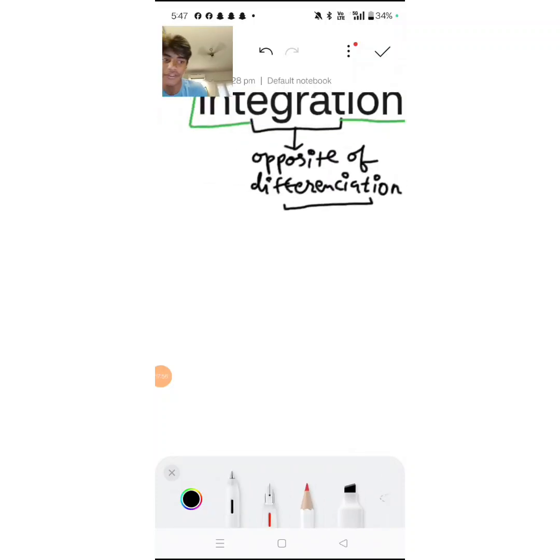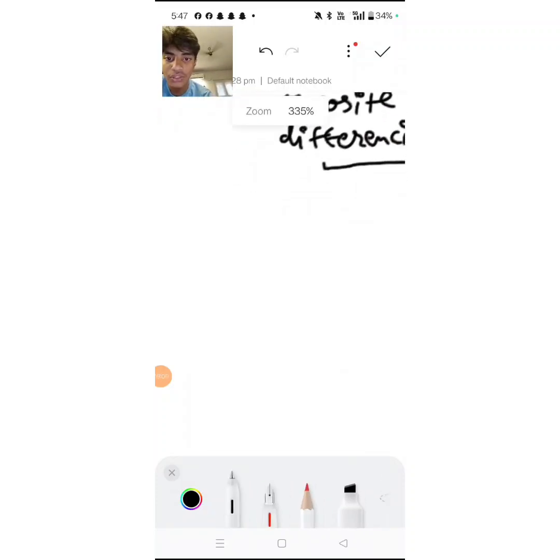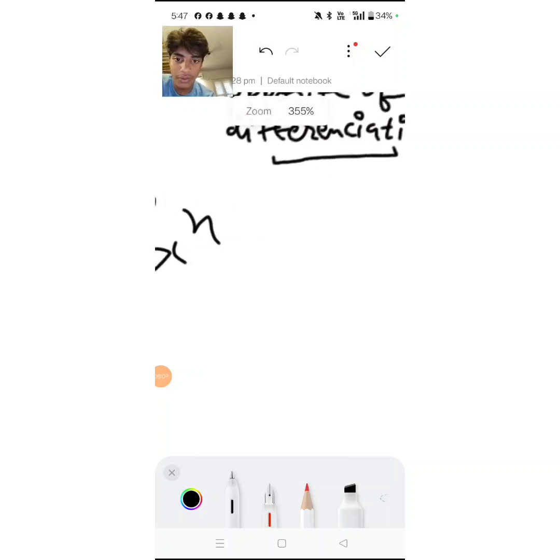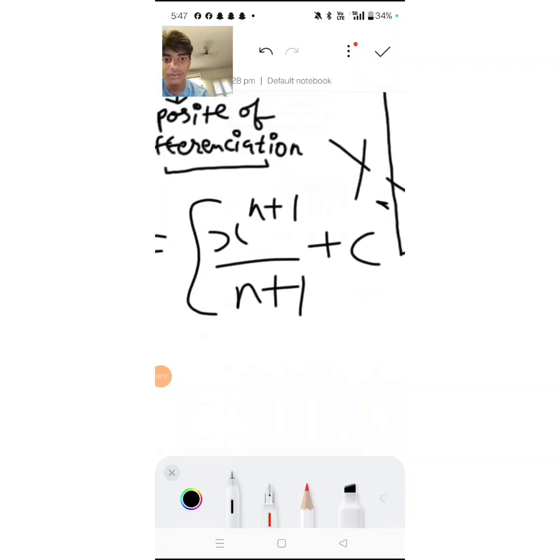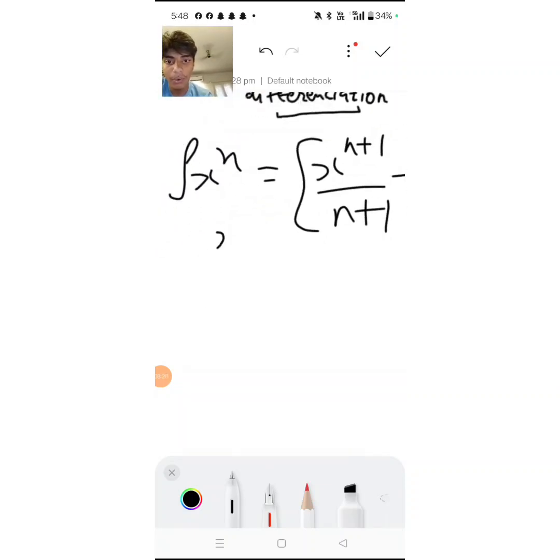Integration, as I told you, is the opposite of differentiation. Now, there's a few formulas you need to remember. One, the basic formula. So you have the integral of x to the power of n. It would just be x to the power of n plus 1 divided by n plus 1 plus c. This is your answer. Now, what if you want to say, what is the integral of 1 by x dx?